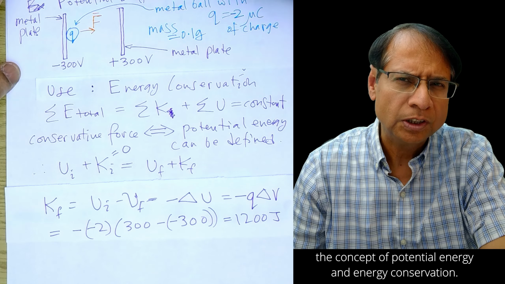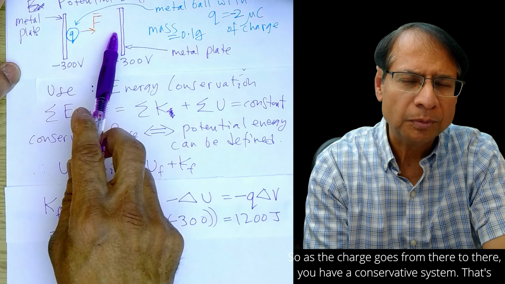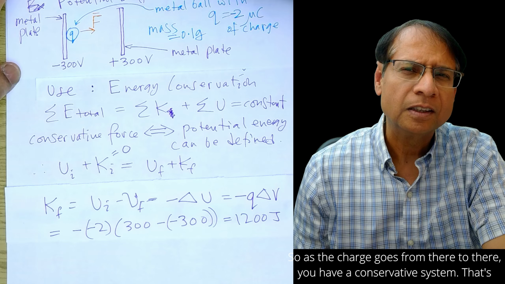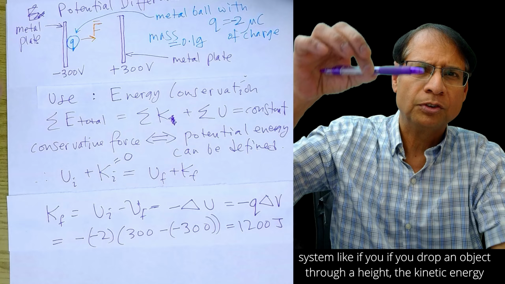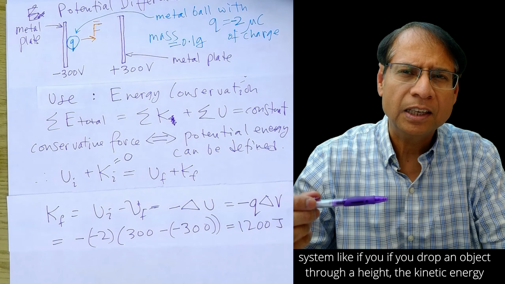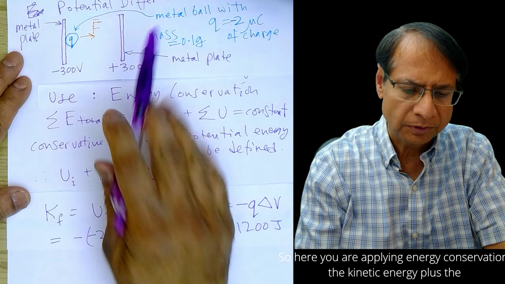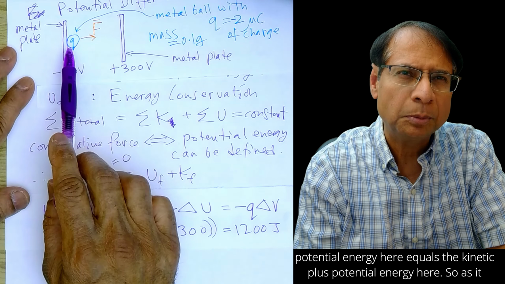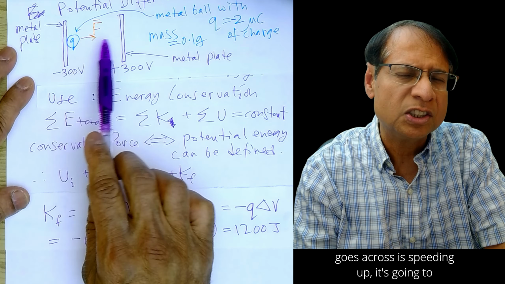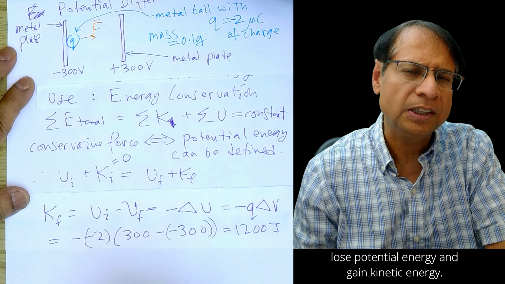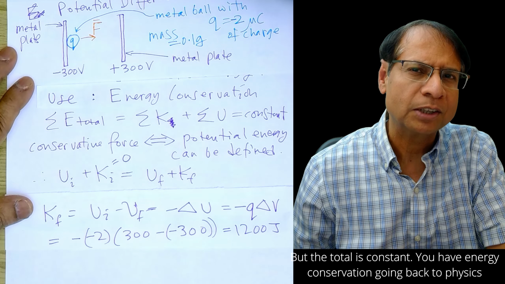So we'll solve this using the concept of potential energy and energy conservation. As the charge goes from there to there, you have a conservative system. That's why we could define the potential energy in the first place. In a conservative system, like if you drop an object through a height, the kinetic energy gets converted to potential energy and vice versa. So here, applying energy conservation, the kinetic energy plus the potential energy here equals the kinetic plus potential energy here. As it goes across, speeding up, it's going to lose potential energy and gain kinetic energy, but the total is constant. You have energy conservation, going back to physics part 1.